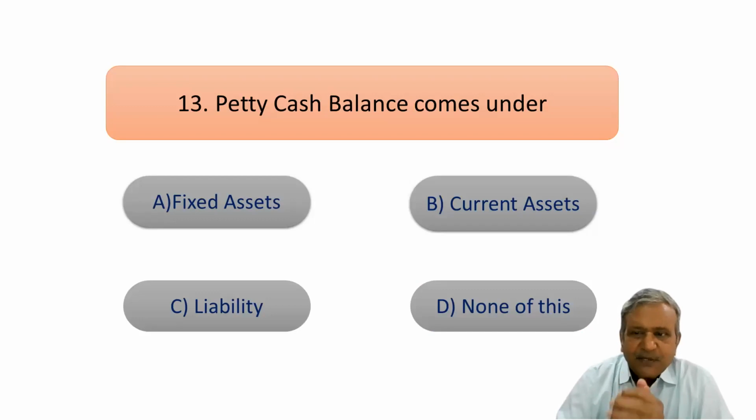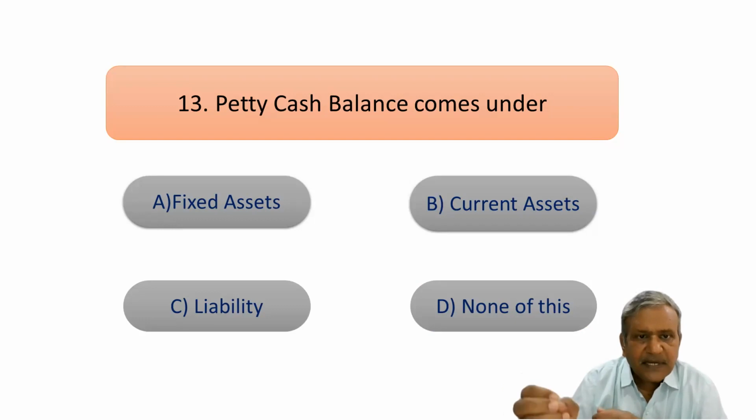Petty cash balance, because you are now maintaining the petty cash book. Petty cash is maintained by the company for day-to-day expenditure of small amounts. There is a petty cashier, so he has the balance. Where does it come in the balance sheet? A, fixed asset side; B, current asset side; C, liabilities side; D, none of these.